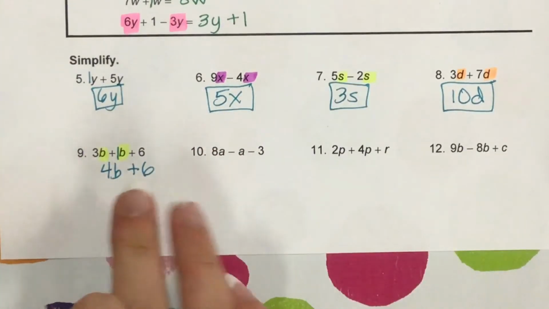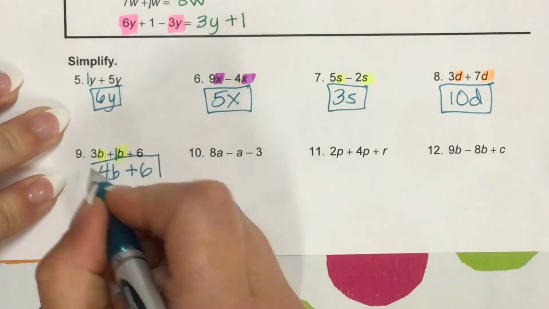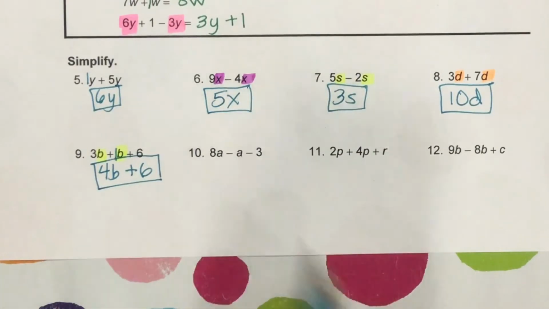But b and 6, that is a variable and a number. You can't combine those, so that is our final answer. If you got that one right, that one's a little tricky. Great job.